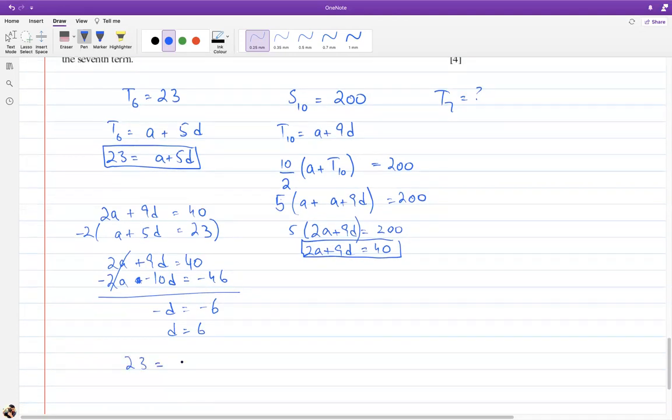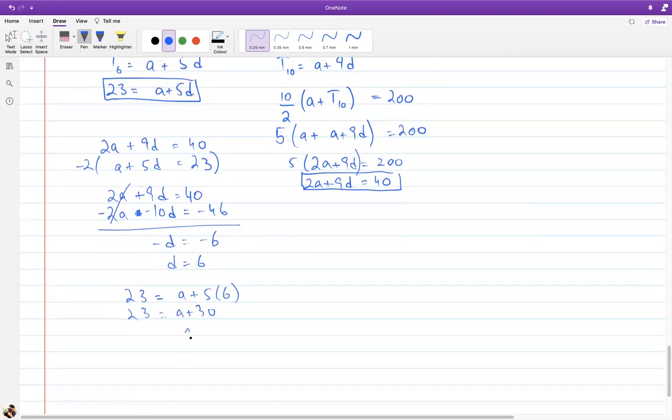So 23 is equal to a plus 5 times 6. So 23 is equal to a plus 30. a is going to be minus 7. So my first term is minus 7. Okay, so what's the 7th term? My first term is minus 7. My difference is 6. The 7th term is going to be starting value plus 6 times the difference. So starting value is minus 7. 6 times the difference is going to be 36, giving 29. And there you go.